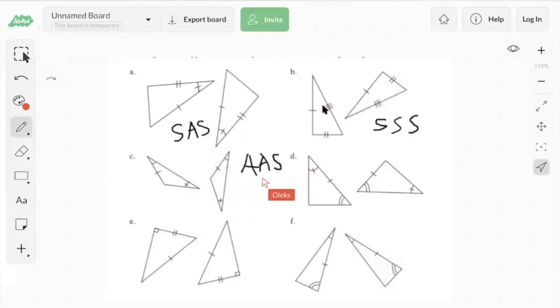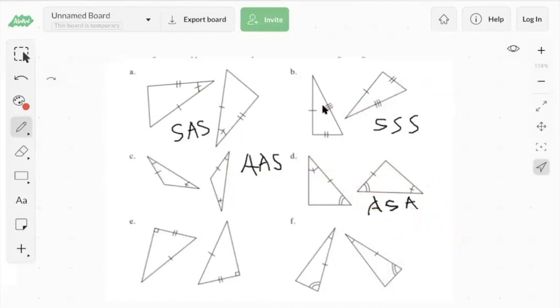And be careful not to confuse AAS with SSA, because SSA does not necessarily mean congruent, but in this case it's two angles, so it is. Here we have, similar to the first one, except it's the side nested between the two angles. So we see that these two angles are the same, and also these two angles are the same. We can tell because the marking is the same, right? And then same thing with the sides. So we can say that this is ASA, angle side angle.